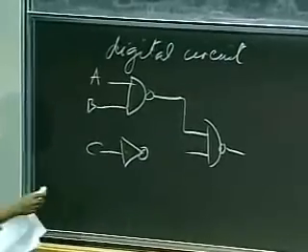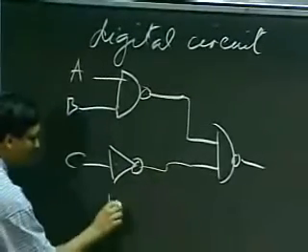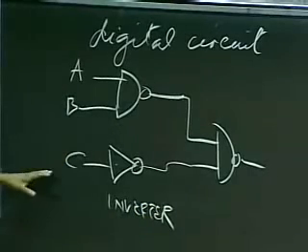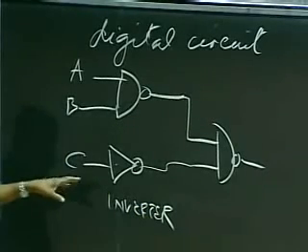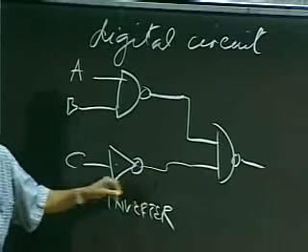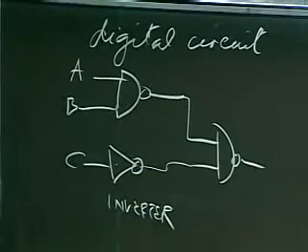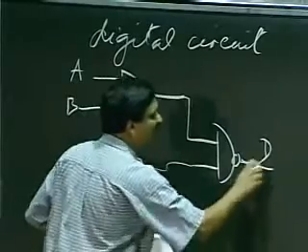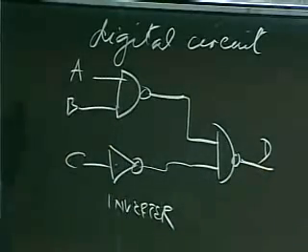This device is called an inverter. The inverter simply flips the sense of the input. So if C is a 1, output is a 0. If C is a 0, the output becomes a 1. It simply inverts its input. Yet another primitive device. And this is my output, D. So there are 3 gates in this design.